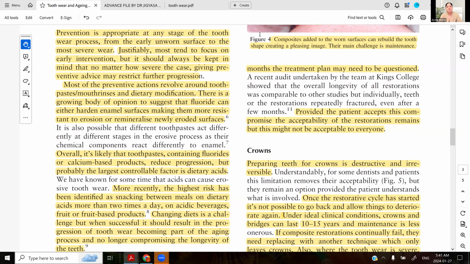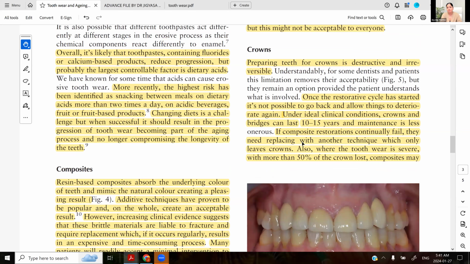So provided the patient accepts the compromise with the composites, which is the continual maintenance, repair and replacements, the acceptability of restoration remains, but this may not be accepted by every patient. Now, the other possible treatment is the crowns.